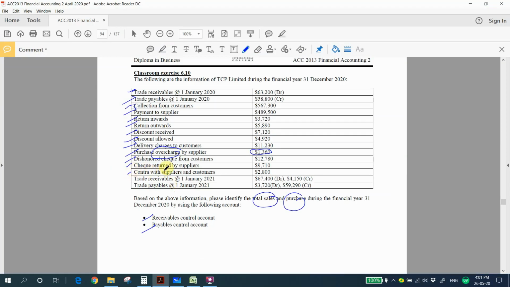Next one, contra with supplier and customer. In some situations, your customer will be your supplier as well. So if you have a trade receivable with them and a trade payable with them, one of the solutions is we do not need to have two payments, where you pay him first and he pays you later. We can do something called a contra. Contra is a net of balances between your supplier and customer. So contra will result in lower payable and lower receivables.